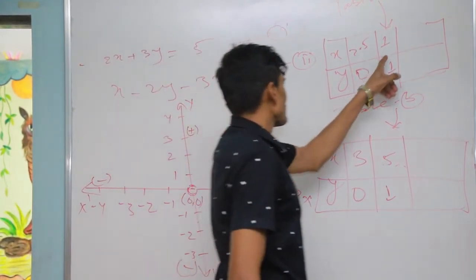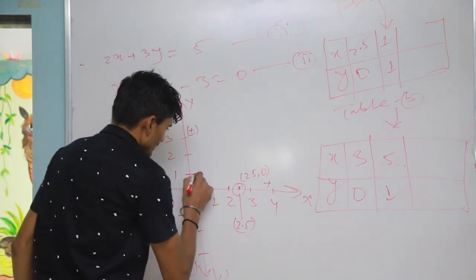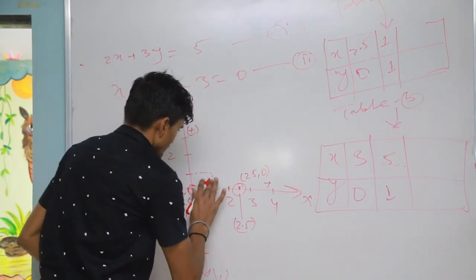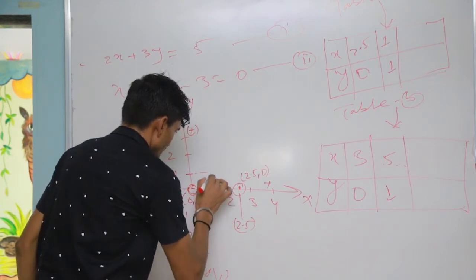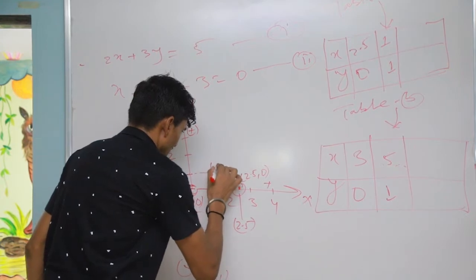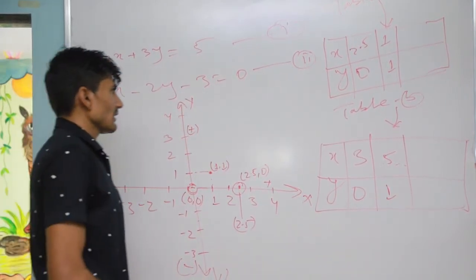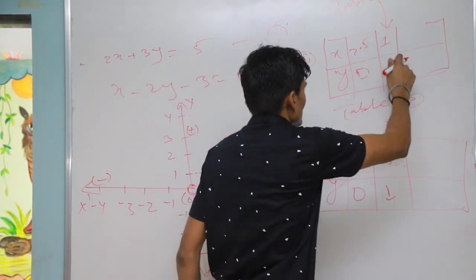Next one, x is 1 and y is 1. This point is known as 1, 1. Here x is 1 and y is 1.